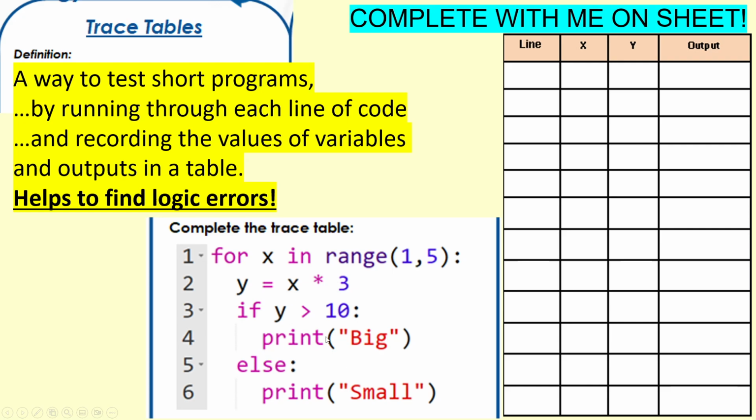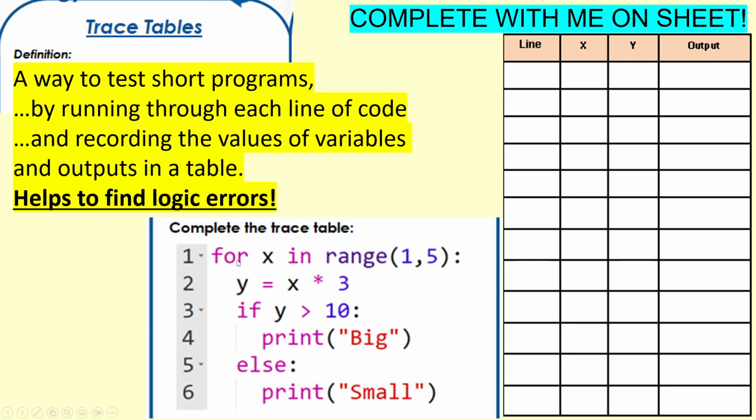So have a look at this example I've given you here, this program. We're going to complete these together, okay? If you want to try and do it yourself, pause the video, do it yourself, and then check. So my program here says for x in range, x being a variable, 1 to 5. So remember, it's starting at 1, stopping at 5, but not actually including 5 in the Python version. Y equals x times by 3. If y is bigger than 10, it says big, else print small. Well, let's try this together then.